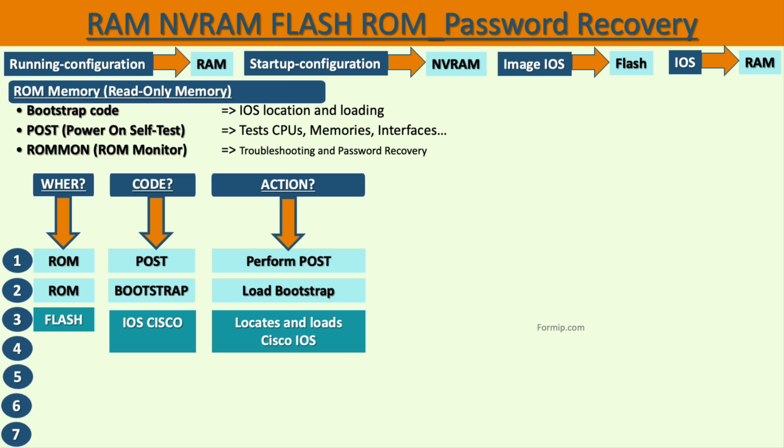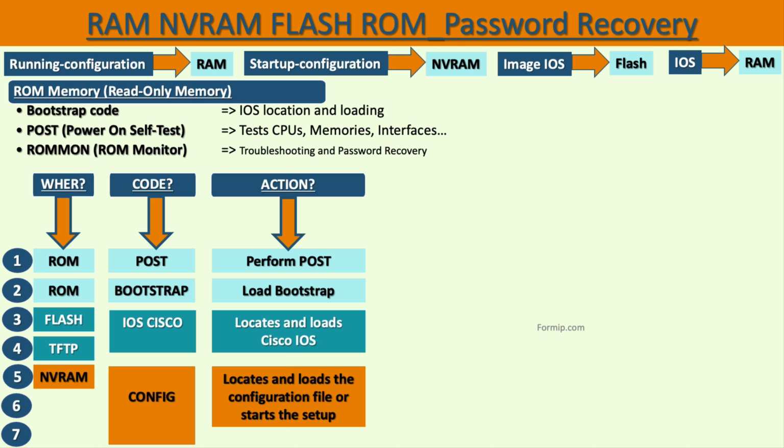The IOS will therefore be loaded and copied from our flash memory, or a TFTP server, to the RAM. Once the IOS has been loaded, the bootstrap code will look for the configuration file in the NVRAM. It will then copy the startup config of the NVRAM into the running config of the RAM. If it can't find any config files, then the auto-configuration wizard will be run, or it will try to find the config on a TFTP server. And finally, the Cisco IOS will be loaded and ready to receive CLI commands.